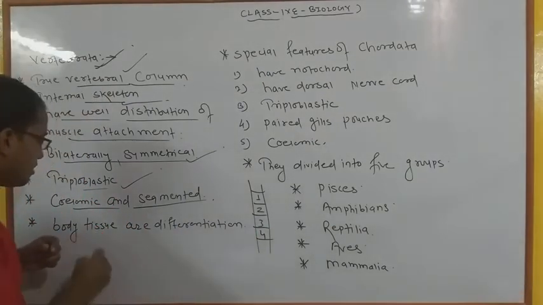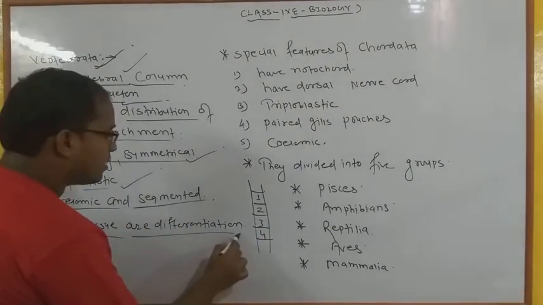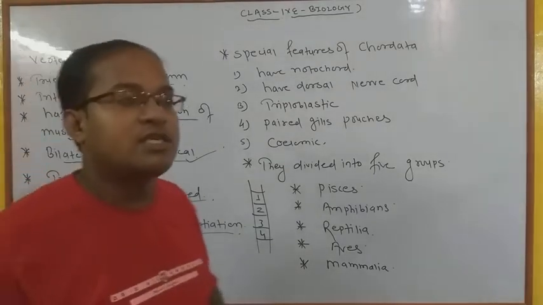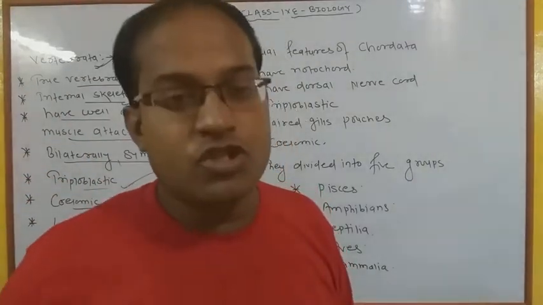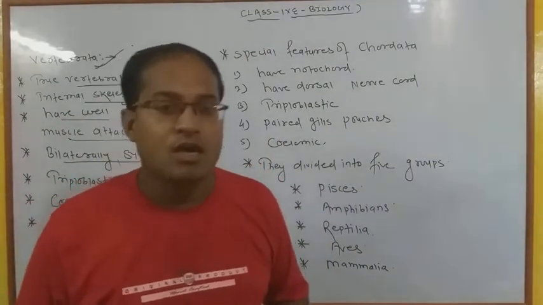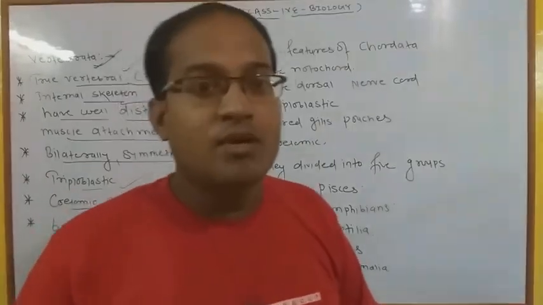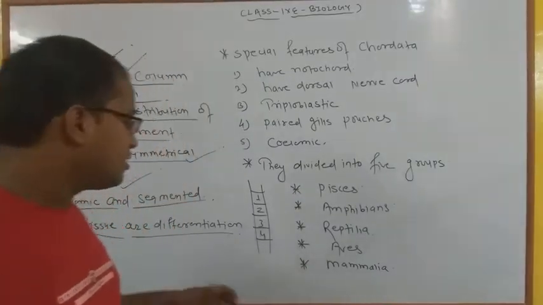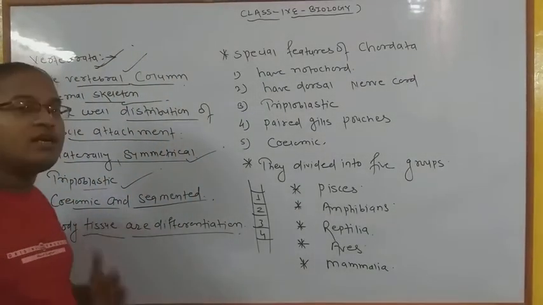Next, they have differentiation of body tissues, because we have studied that in animals the tissues and cells are differentiated in many ways, but well developed tissues and organs are found in these organisms, and they have a well differentiated body.